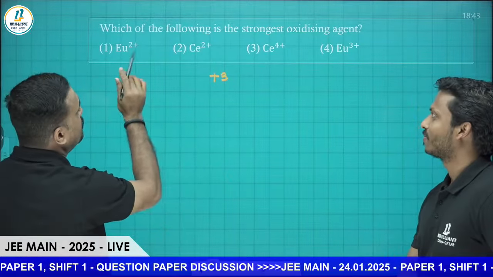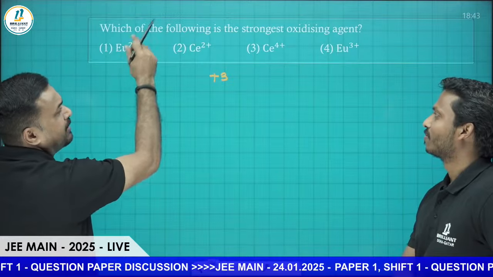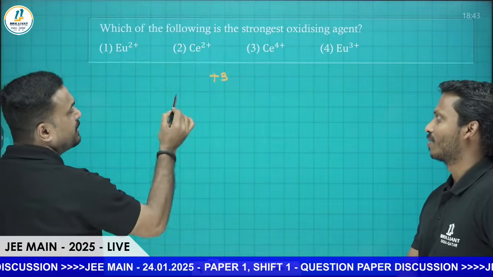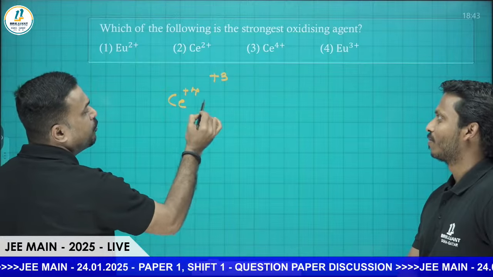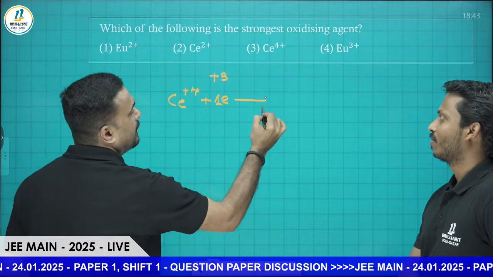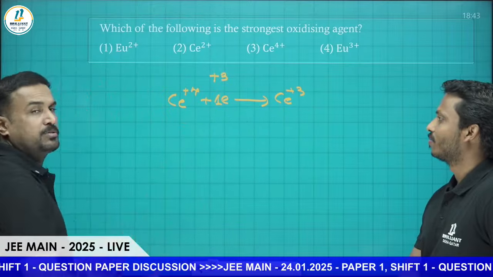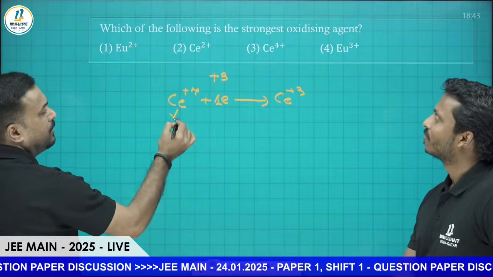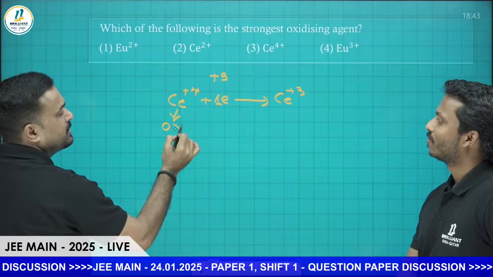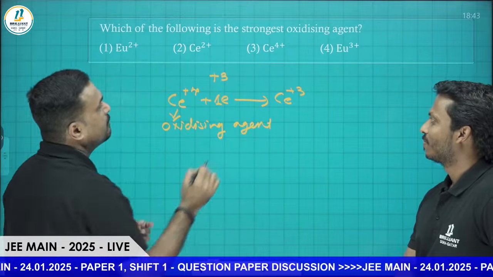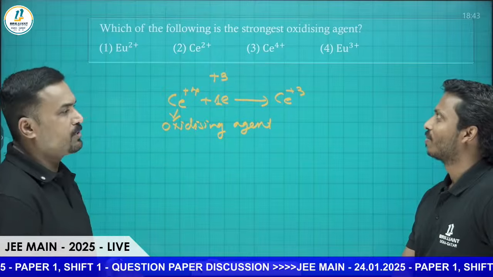In this case, europium 2+ will be converted to 3+, and cerium 4+ also will be converted to 3+. So we can write that cerium +4 will accept 1 electron and be converted to cerium +3. This reaction process is called reduction, and the species which undergoes reduction is called an oxidizing agent. This is what they are asking: which is the strongest oxidizing agent.